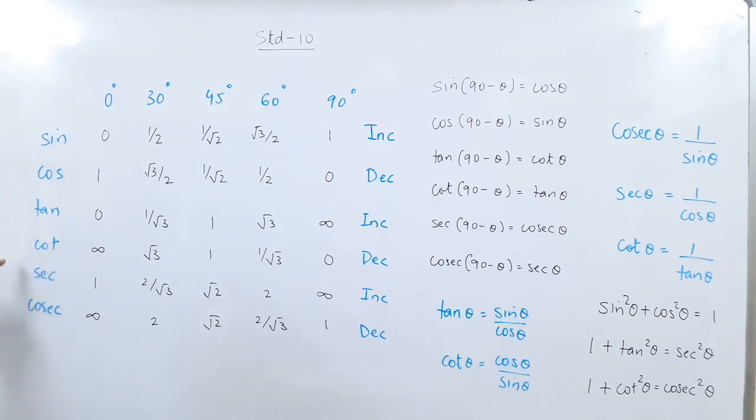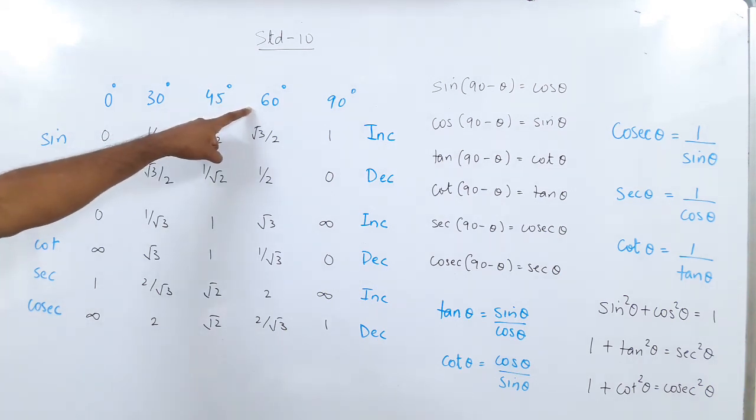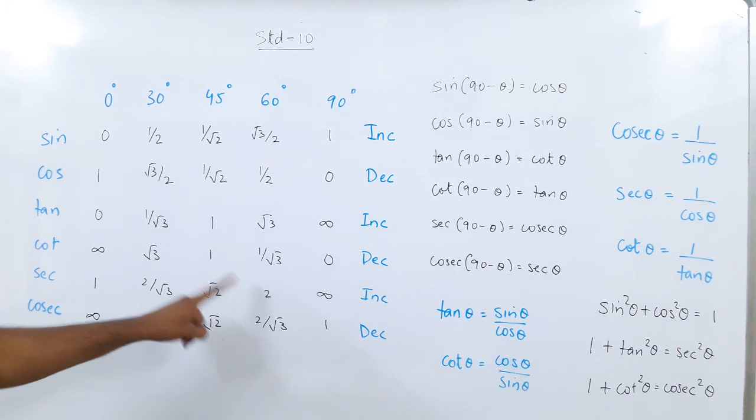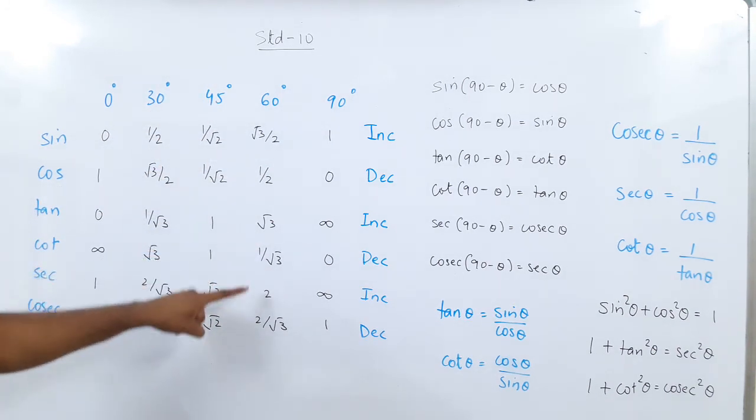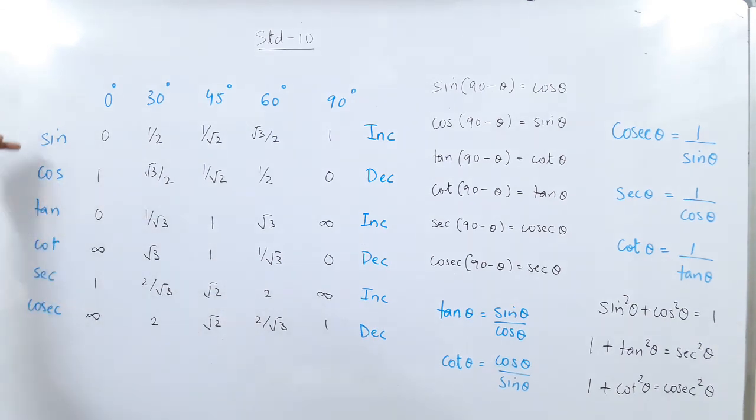Now look at sec. Sec 60 is 2 and tan 60 is root 3. So root 3 is 1.73, but sec has become 2. Means even in the increasing, tan increases faster than sine, and sec increases faster than tan. So here also these three are increasing, but sec is increasing faster than tan, which is increasing faster than sine. Same way for cos and cosec, what will the decreasing function be?